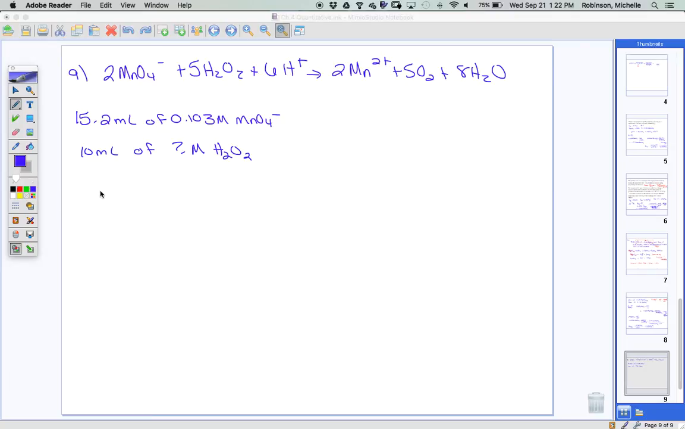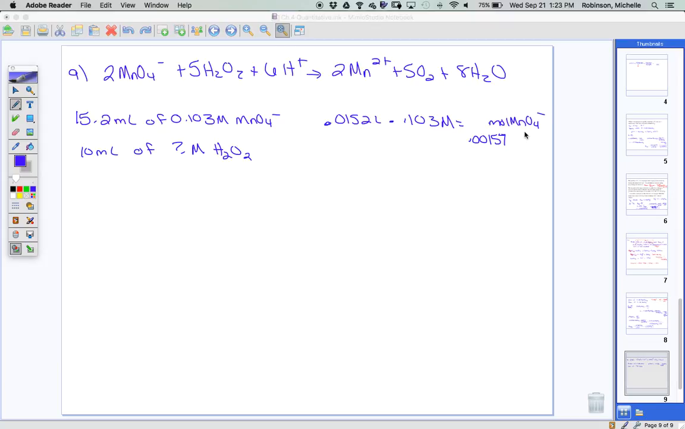All right, so same thing. We have to know the moles from this. So are we at the point we can now see 0.0152 liters times 0.103 molarity will give me moles of MnO4? Can we see that? All right, so somebody do the math and give me that number. It's 0.0015656. Okay, we'll call it 0.00157. Good enough? Yeah. All right, moles of MnO4.